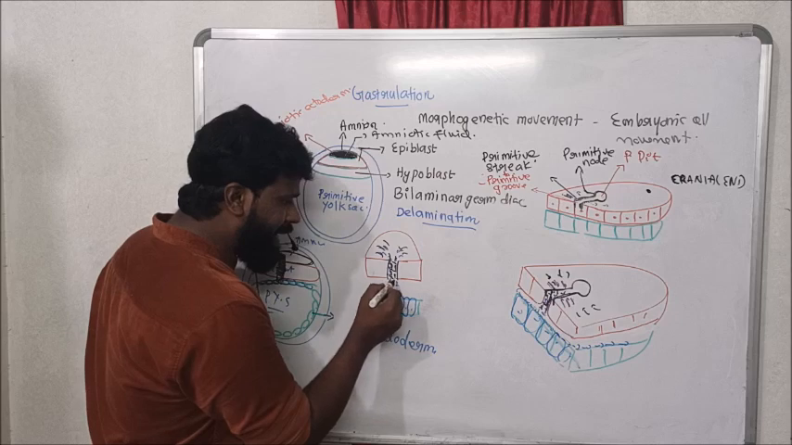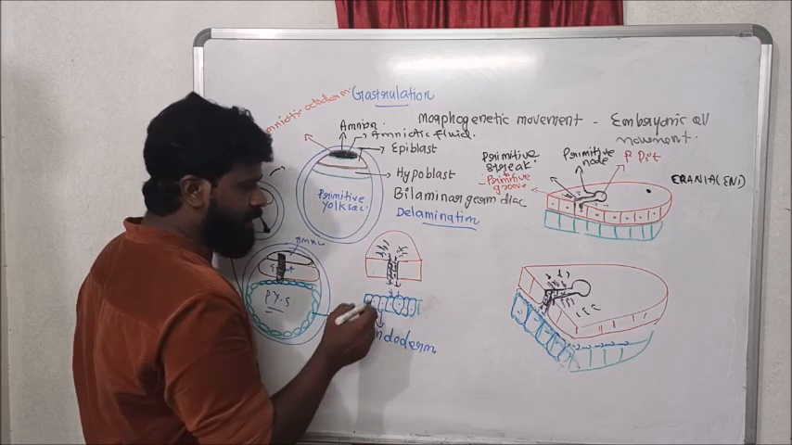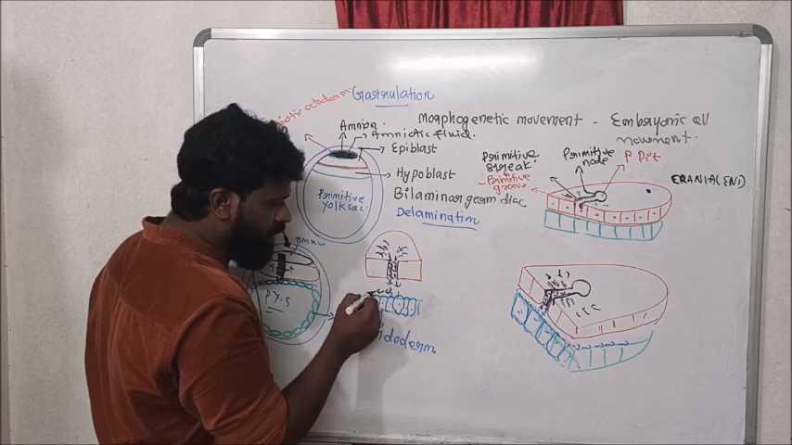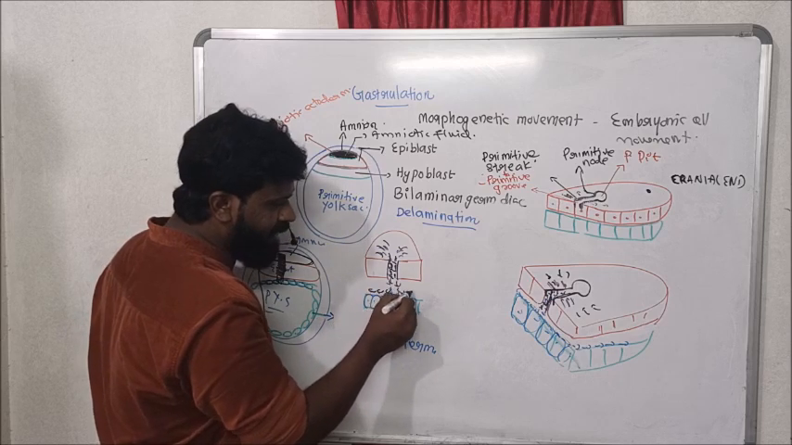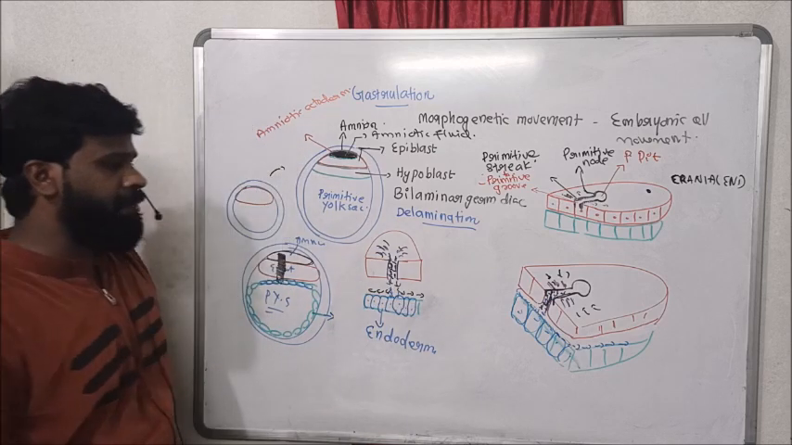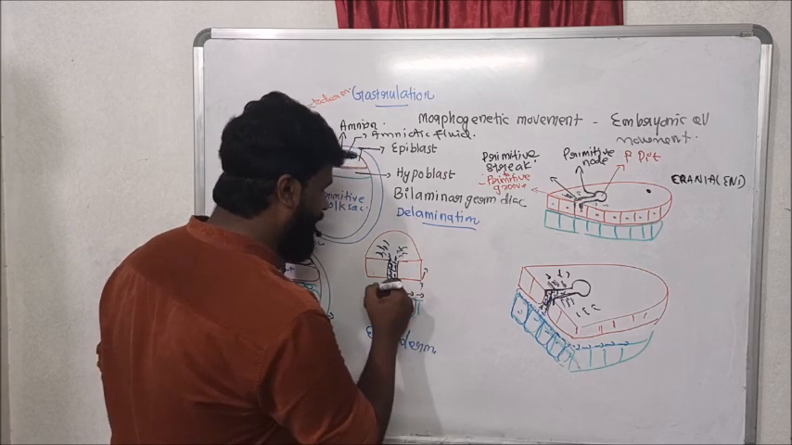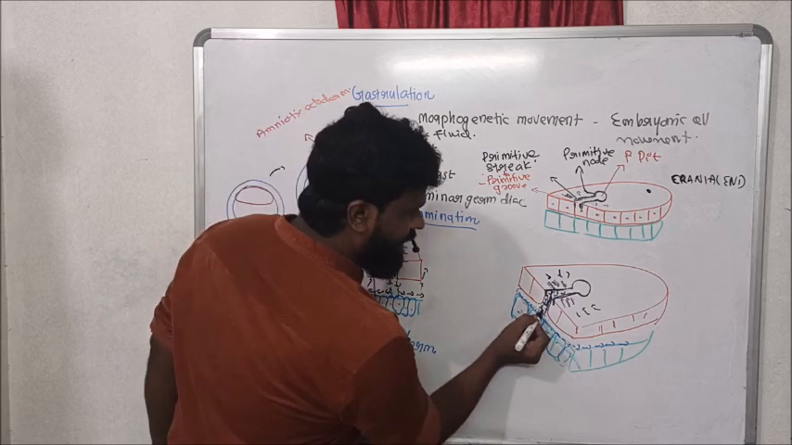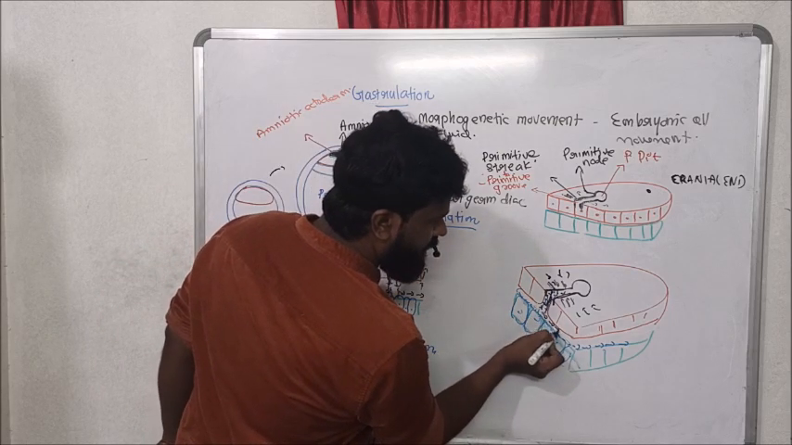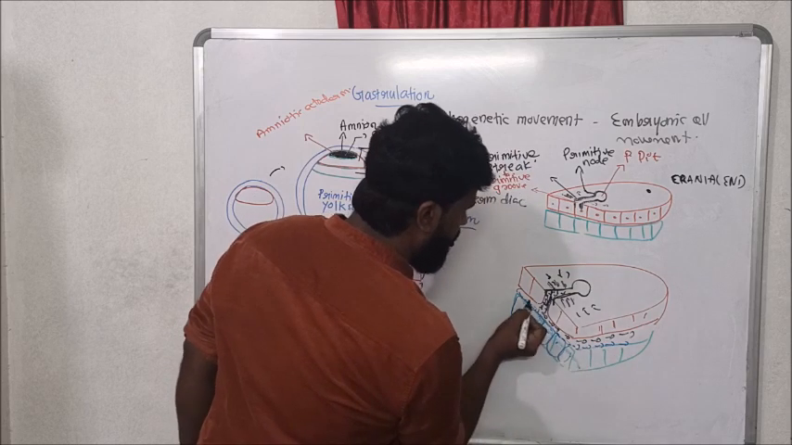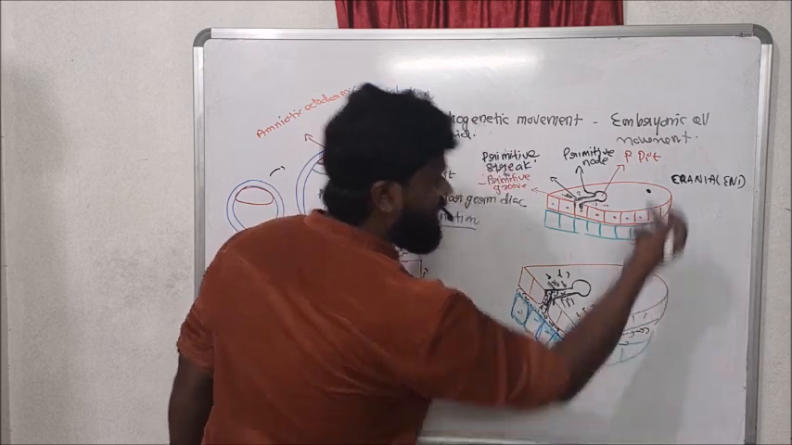This cell migrated down and moved to the side. The cell migrated down, moved to the side and moved forward. See here, this cell moved to the side, then it moved forward towards the cranial end.